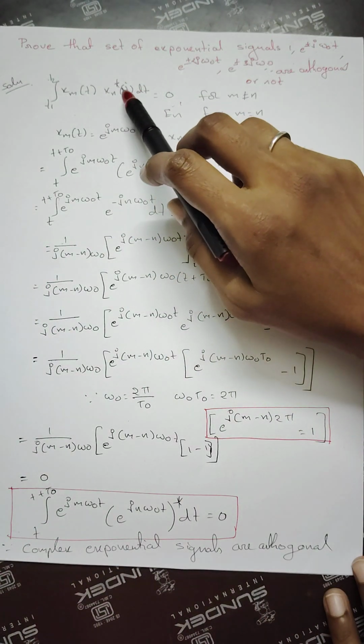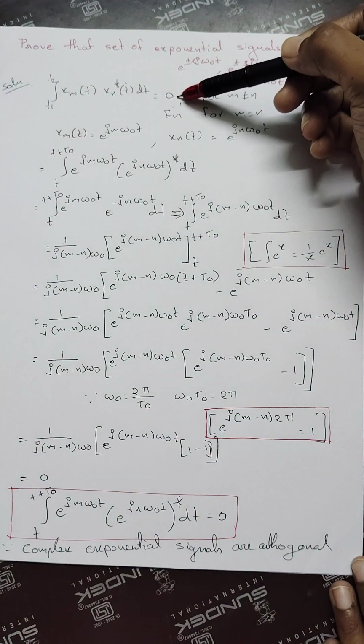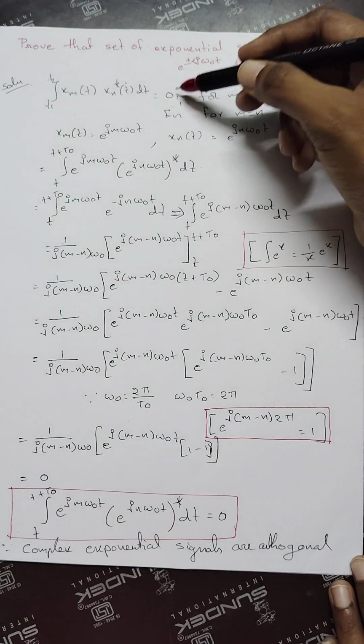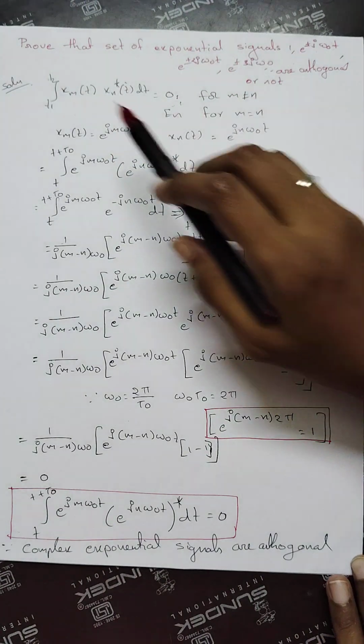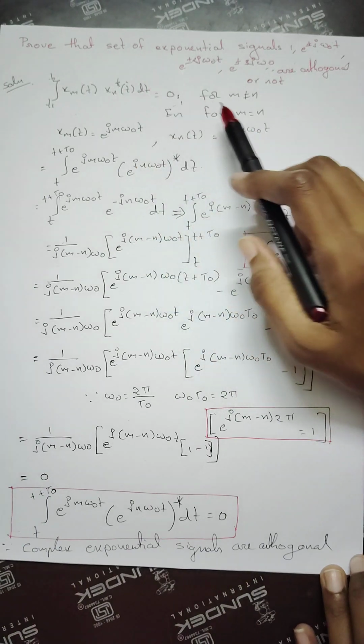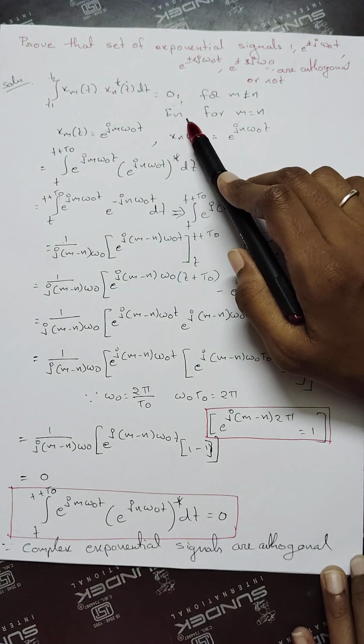So this one is the conjugate value. If you write this, it is equal to 0 when m and n are not equal. If m and n are equal, we are getting some value, that is, we are taking it here as en.